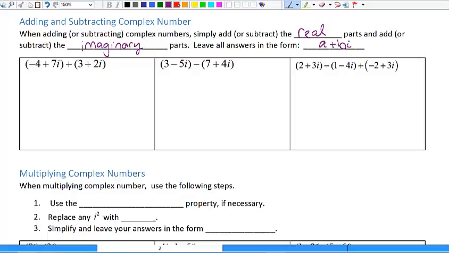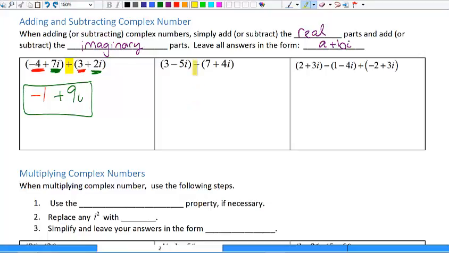So on the first problem, we have an addition. Because it's addition right here in the middle, it's going to be a pretty simple problem. All you have to do is take the real parts and add them. -4 plus 3 is -1. And then we take the imaginary parts, plus 7i plus 2i, and add them and get plus 9i.